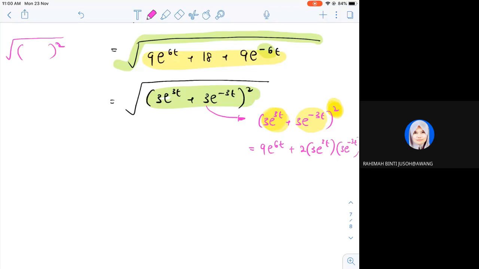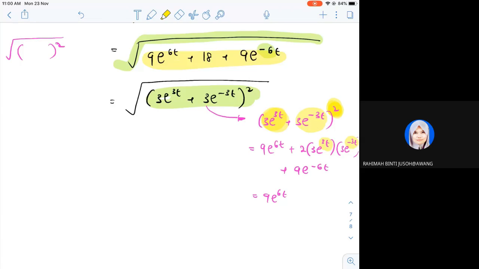Okay, tak habis lagi ni. Plus the last component squared. So 3 squared is 9, exponent negative 3t squared negative 6t. Macam tu. So if we solve this one, we will get 9 exponent 6t. And then guys, what happened here? 3t dengan negative 3t ni. Cancel. Exponent 0. Cancel. Right? Exponent 0, yes. It can be cancelled, yes, good.